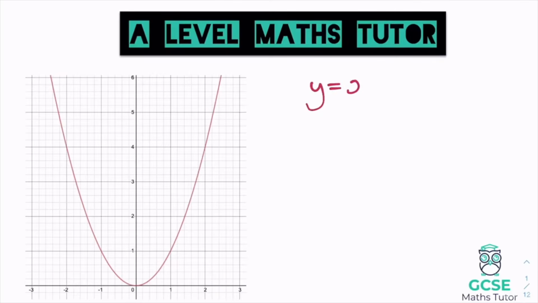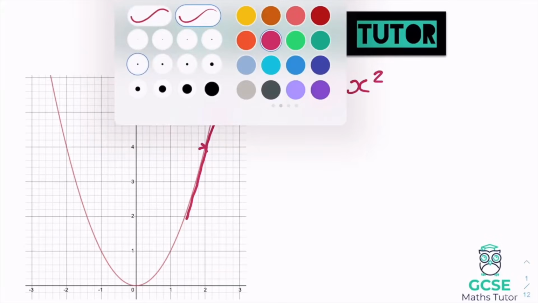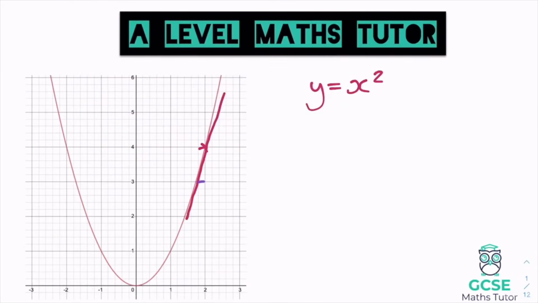Now if we find any point on this curve, so let's go for this one here, normally and particularly at GCSE level, what we'd have done is draw in a tangent as best as we could, and then work out the gradient of that by doing change in y over change in x. So we'd have drawn a little triangle in, got our rise over our run, our change in y over change in x, and used that to find an estimate for the gradient.